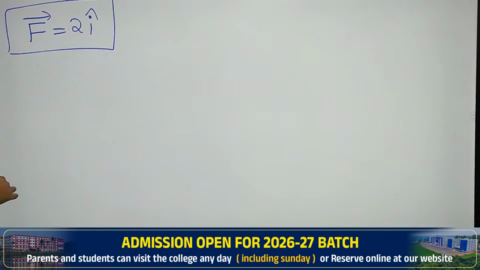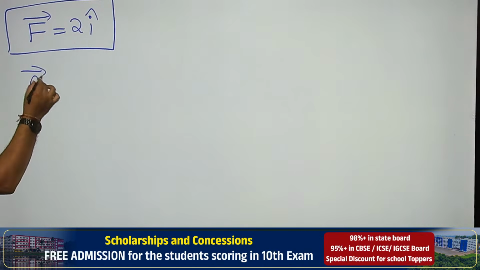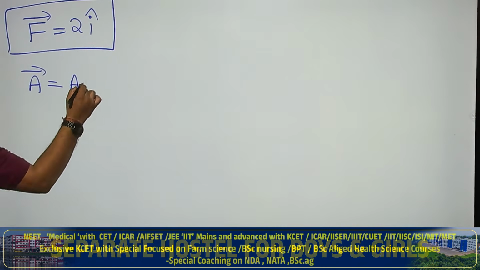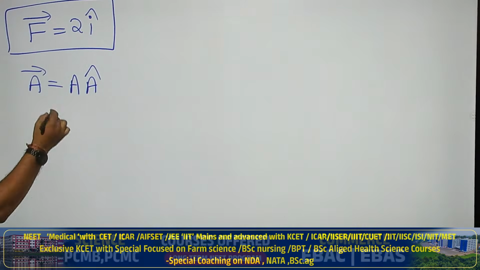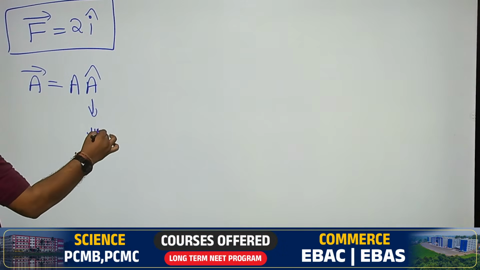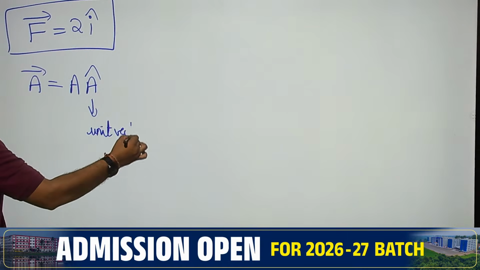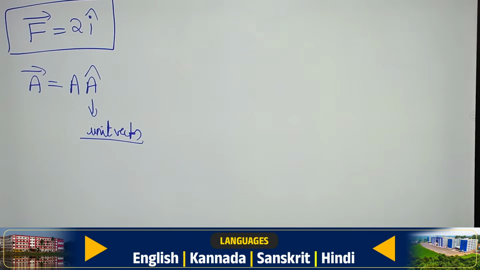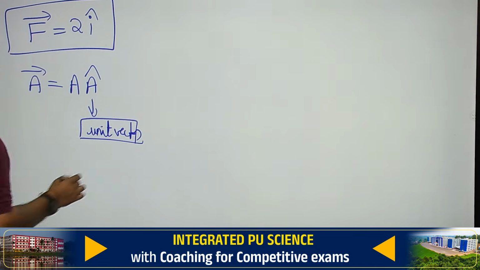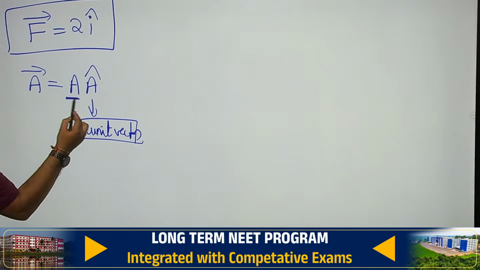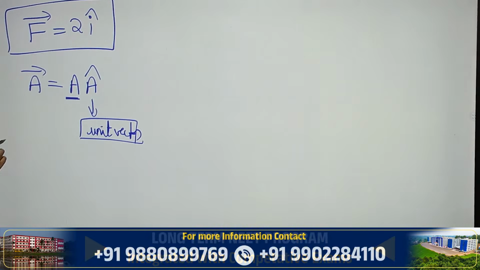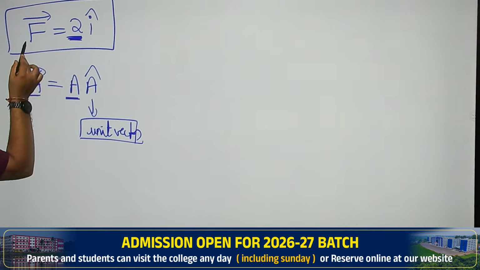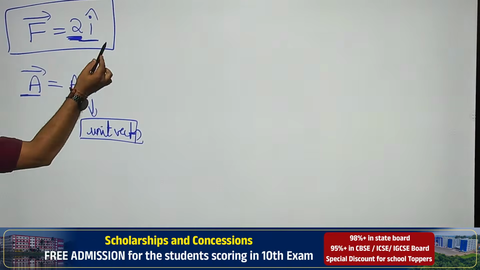How to represent a vector? A vector quantity is represented by magnitude. Here A means magnitude and A cap is a unit vector. So here A shows the magnitude. What is the magnitude? For example, here 2 Newton is the magnitude of force and I cap represents direction.